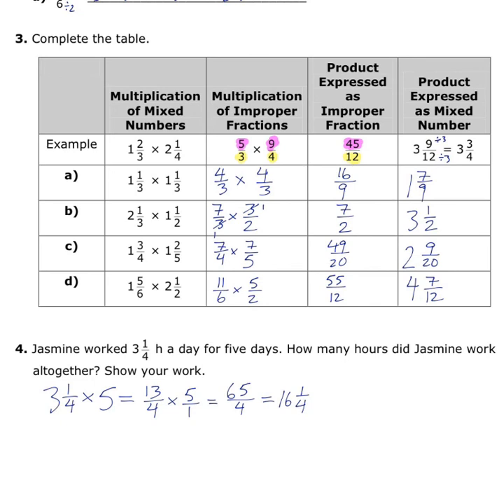So now to give a full sentence answer here, it's asking how many hours did Jasmine work altogether. So altogether, Jasmine worked 16 1/4 hours.